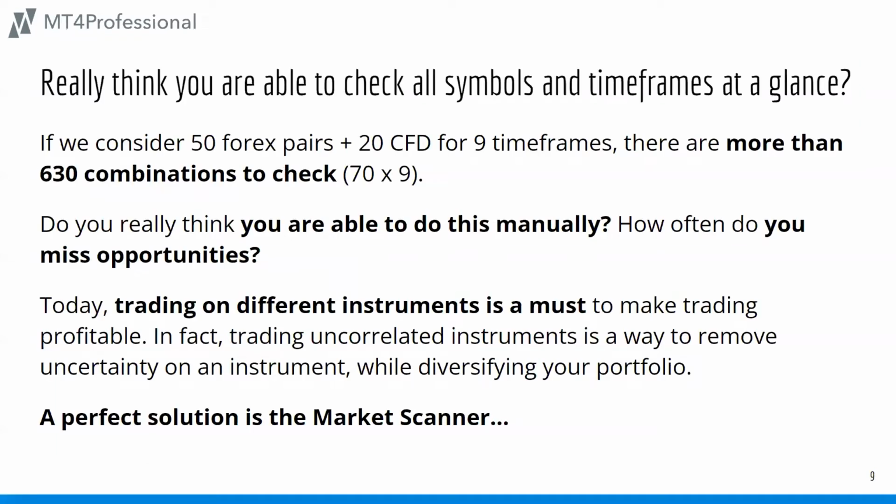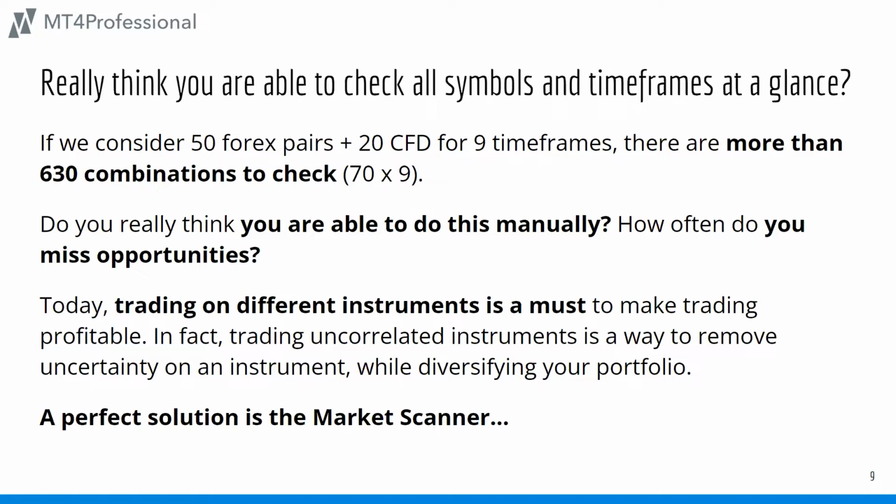A market scanner is something that does work for you. It scans a universe of symbols. So consider all the different symbols that have to be scanned. If we look at the 50 Forex pairs, 20 CFDs, and 9 different time frames on MT4 alone, that's more than 630 combinations that you have to manually check. So do you think that you can do that on your own? Do you think that you can go through and check each and every one of those for a trade setup? Chances are good you can't. Even high-end systems have a rough time doing that. But if you can't do that, it's frustrating.